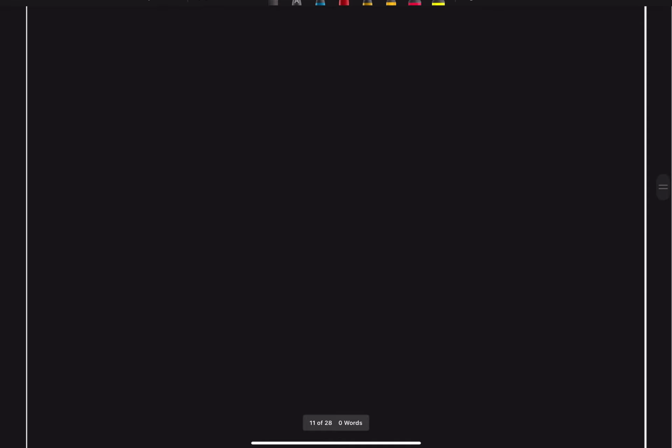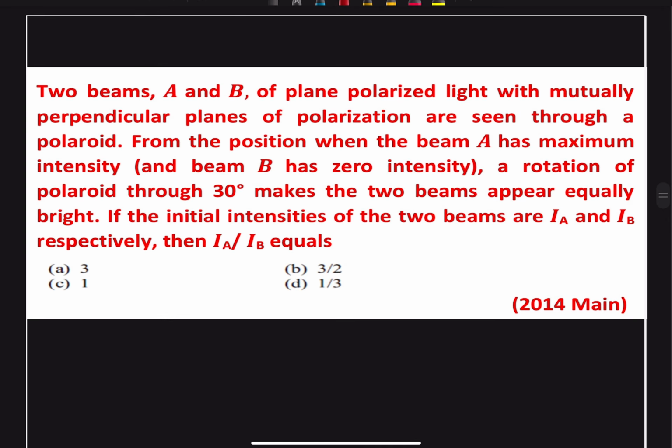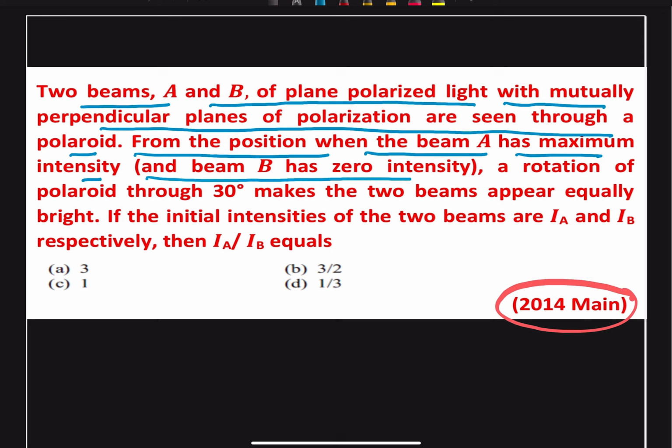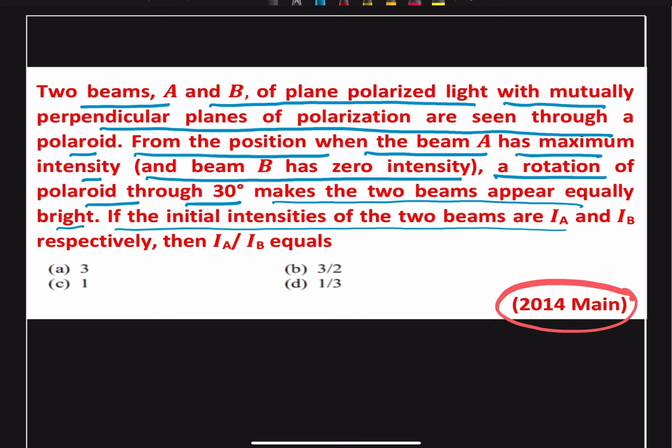The next question was asked in the 2014 mains, and it states that two beams A and B of plane polarized light with mutually perpendicular planes of polarization are seen through a polaroid. From the position when the beam A has maximum intensity and beam B has zero intensity, a rotation of polaroid through 30° makes the two beams appear equally bright. If the initial intensity of two beams are IA and IB respectively, then the ratio of IA and IB equals to.